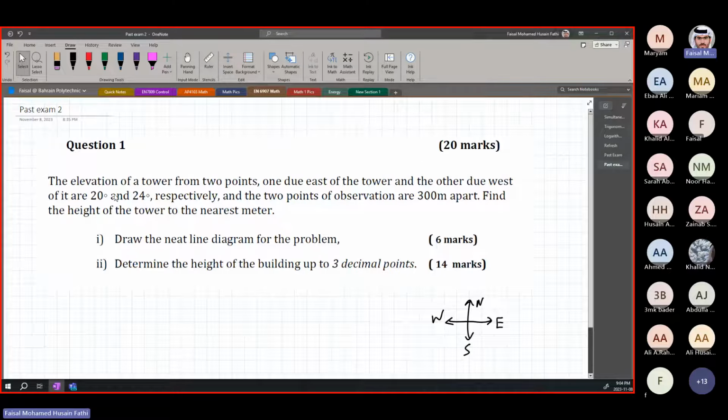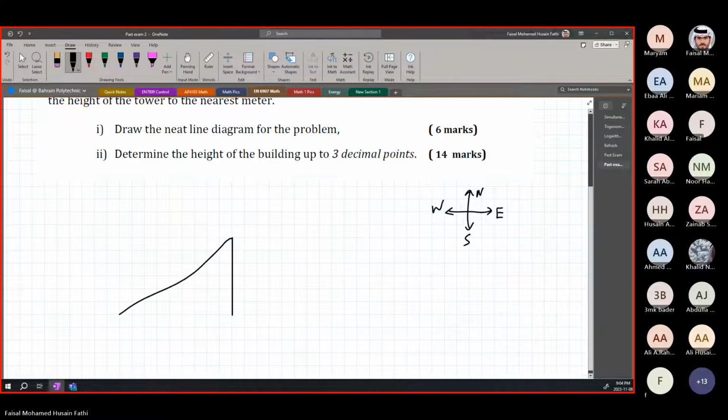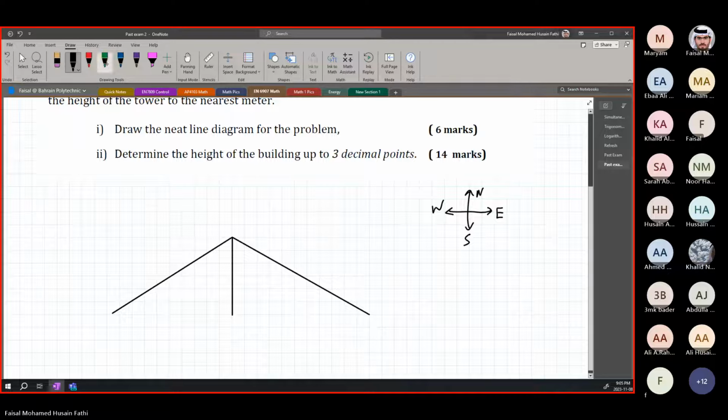So what do we have? The angles. The elevation of a tower from 2 points, one due east and one due west. What does angle of elevation mean? It means that if we have this tower, we will have an elevation here, and we will have an elevation from this side from another place. This is our ground.